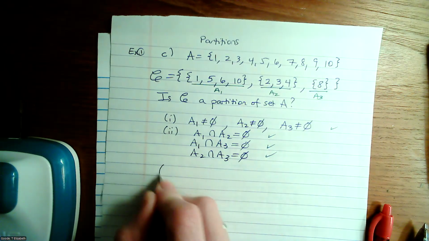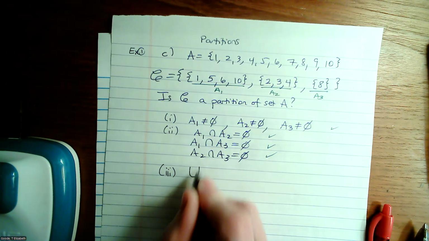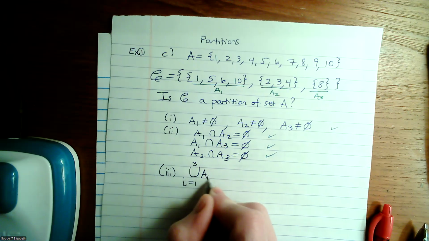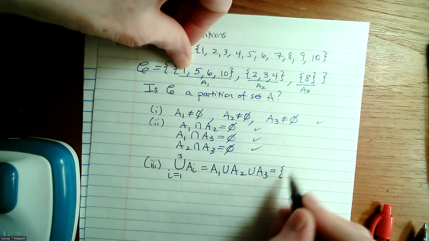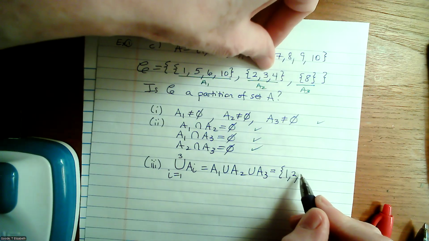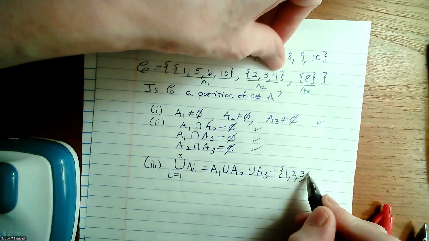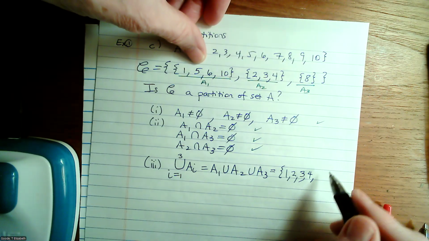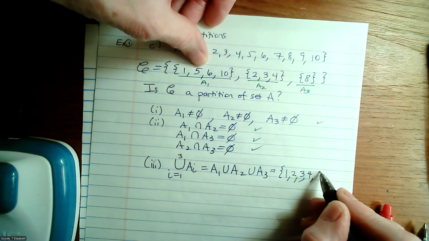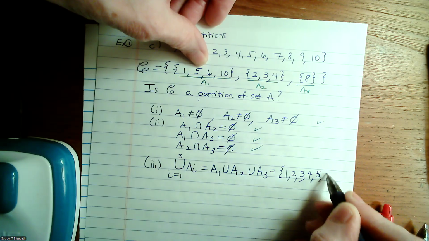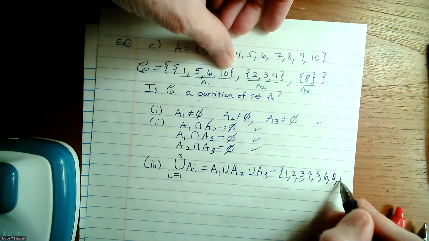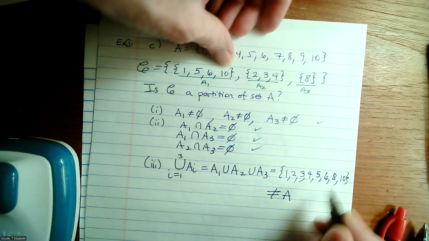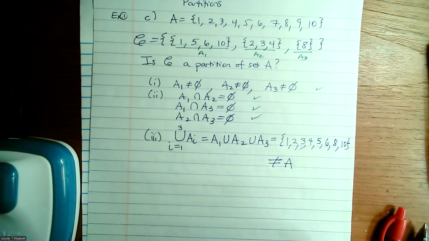Empty. But if we take the union from i equals 1 to 3 of the A sub i, in other words, if we look at A1 union A2 union A3, what is in the union? Well, we've got 1, 2, 3, I'm just putting them in order, you don't have to, but it makes it easier. 4. What else is in there? 5, 6, and 8, 10. And that is not equal to A because we're missing a couple of elements. We're missing 7 and 9.